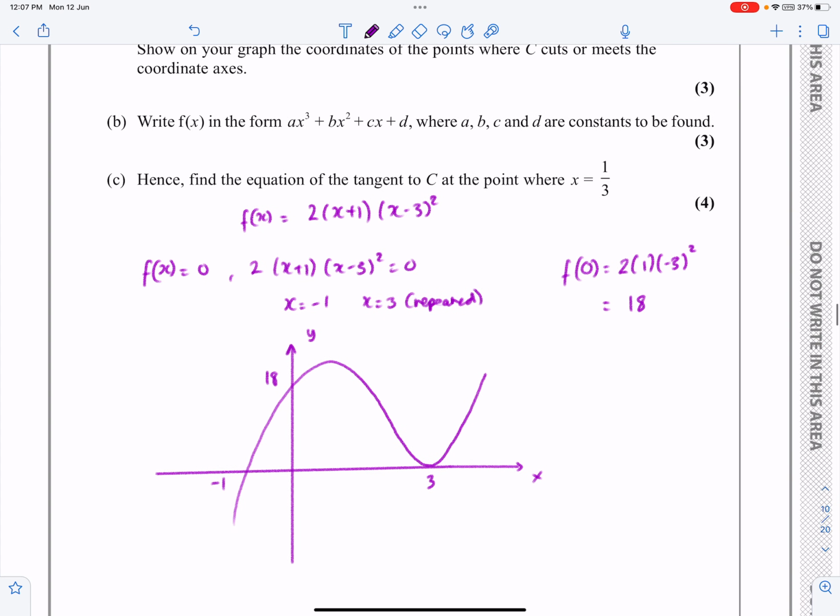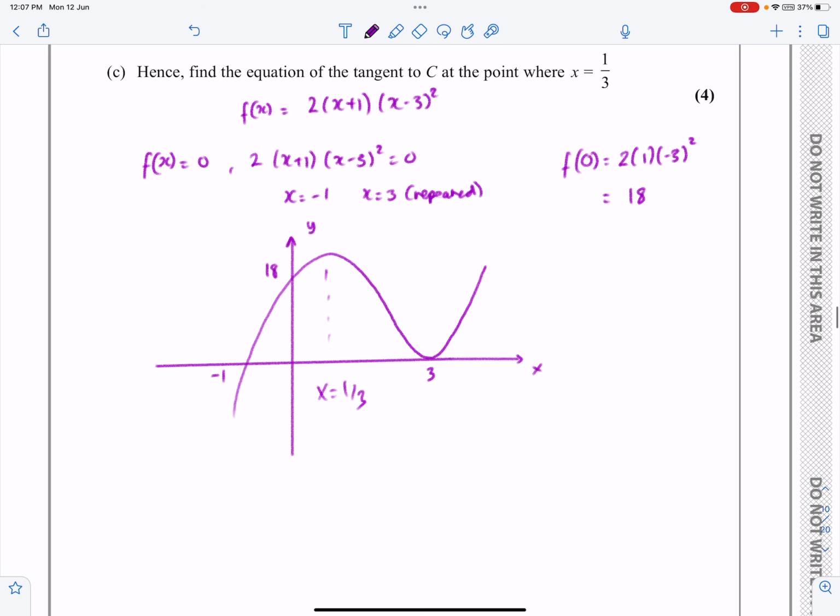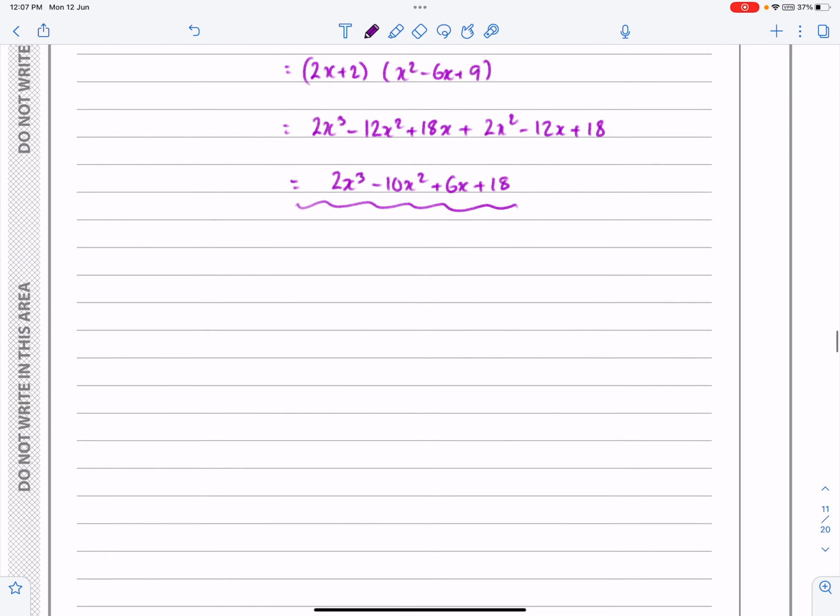Part C says, hence find the equation of the tangent to C at the point where x equals a third. Right, so somewhere around about here-ish, x equals a third, they want me to work out what the equation of the tangent is going to be. If I want to work out the equation of a tangent, it's the equation of a straight line. So I need, let's write it in, equation of tangent. I'm going to use y minus y1 equals m(x minus x1).